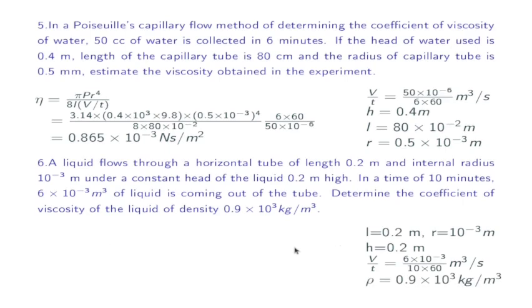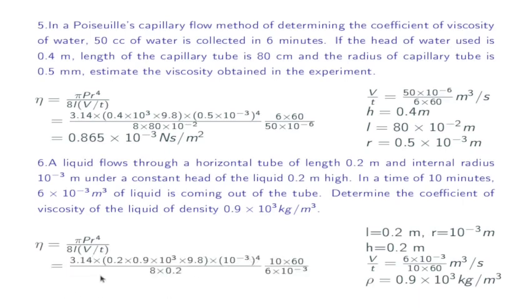So eta is given by pi P r raised to 4 by 8 L into V by T. So 3.14, P is H rho g, 0.2 into rho, which is given as 0.9 into 10 raised to 3. So on calculating, we have 0.346 into 10 raised to minus 3 Newton second per meter square as the coefficient of viscosity.